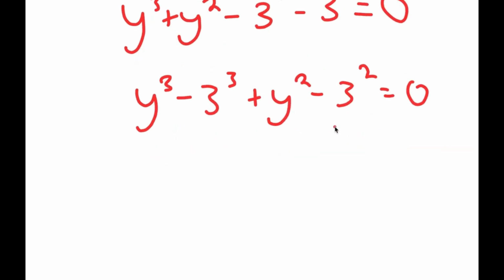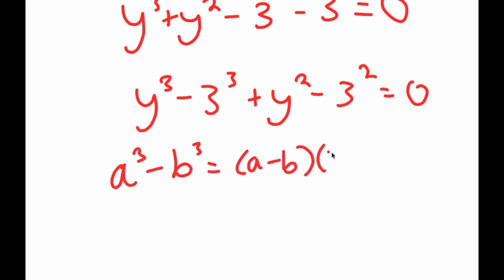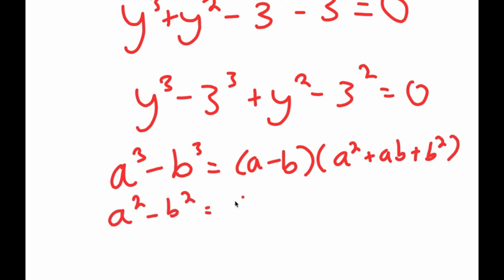Now from here, I can use two important properties. The first property is that if I have something from a to the power of 3 minus b to the power of 3, this is going to equal a minus b times a squared plus ab plus b squared. And now the second property is a squared minus b squared. This is equal to a plus b times a minus b.